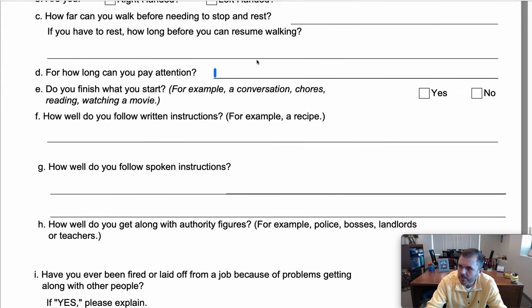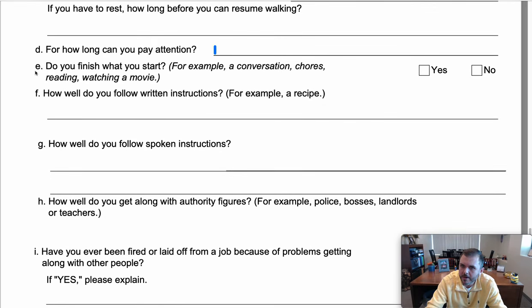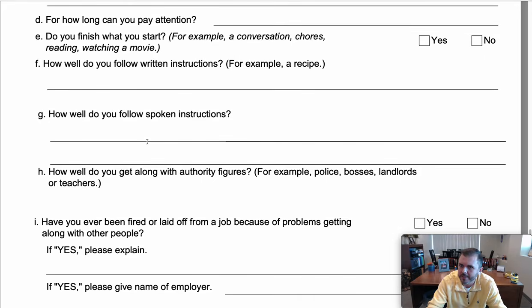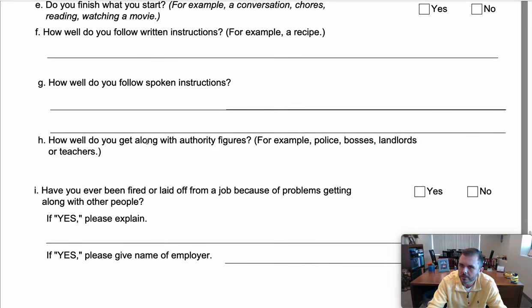Do you finish what you start? Well, that is a very open-ended question. If there's anything that you've not finished in the past 6 months, anything at all, check no. You have pretty wide latitude to check no because that is a very open-ended question.